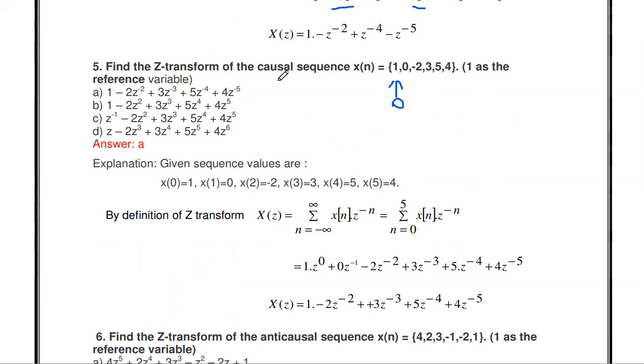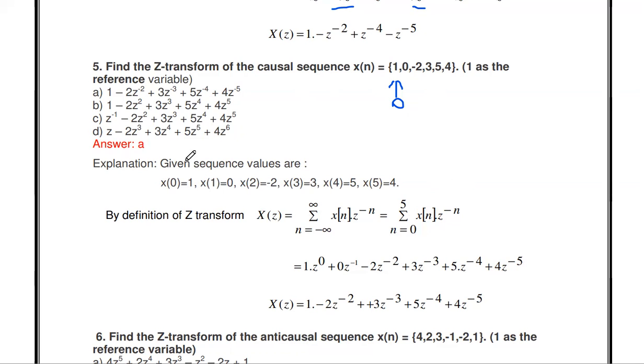As per the previous problem, here you see this is n equal to 0, n equal to 1, n equal to 2, n equal to 3, n equal to 4, n equal to 5. So the given problem consists of the x of n values from n equal to 0 to 5. According to the definition of Z transform, x of Z is equal to summation n equal to 0 to 5 of x of n Z power minus n. So you just expand it, substitute the values of x of n and find the answer.